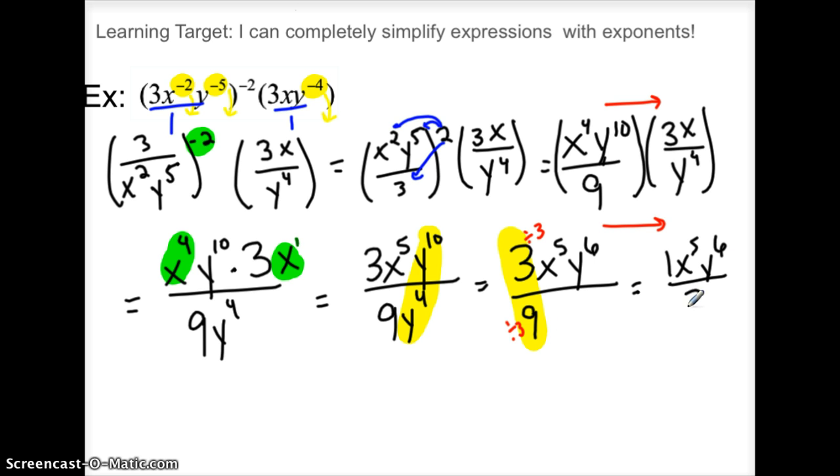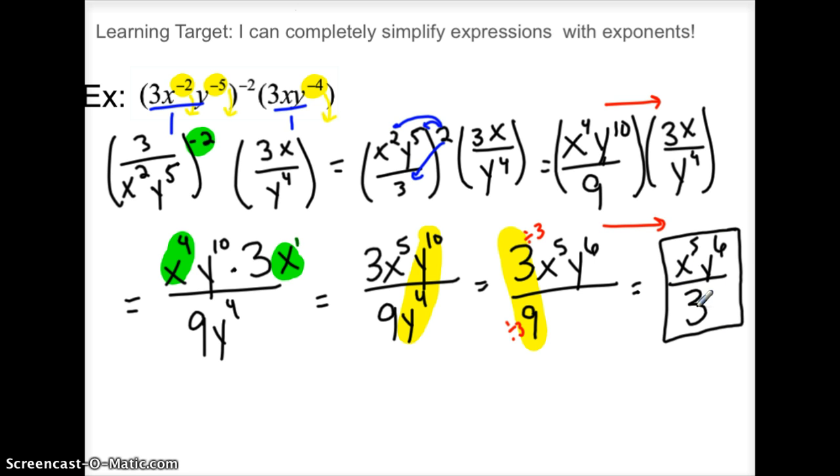9 divided by 3 would be a 3 on the bottom. Now, technically, a lot of professors and teachers say you don't need that 1. So I'm just going to go through and erase it. They say that if there's a 1 there, you haven't written it completely simplified. So we'll be proper and get rid of the 1 because I don't need it.